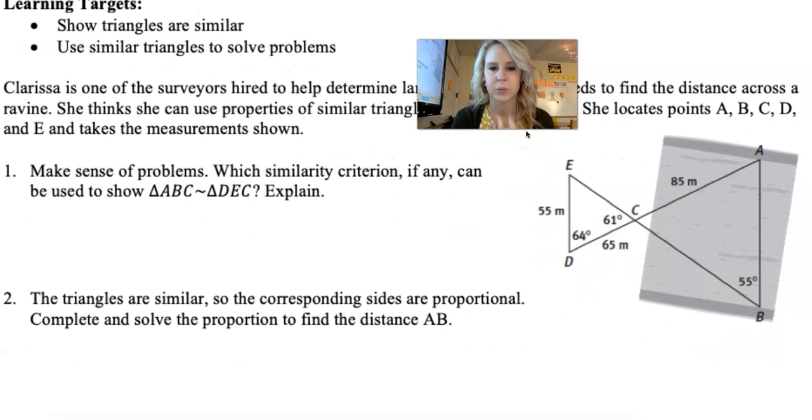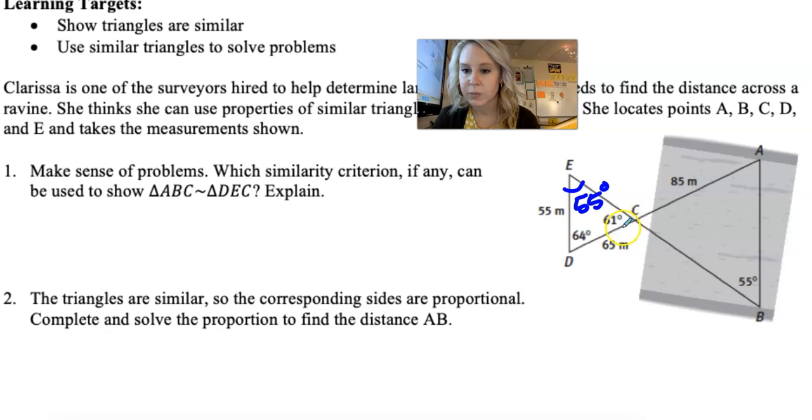So, make sense of problems. Which similarity criteria, if any, can be used to show that triangle ABC is similar to triangle DEC? Let's look at this picture. I notice I have two sides and two angles in my left triangle. If I know two angles, I can find the third by subtracting them from 180. So 180 take away 64, take away 61, I'm left with 55. So I know angle E has to be 55 degrees, based on our triangle sum theorem.